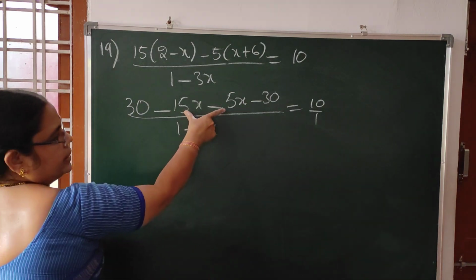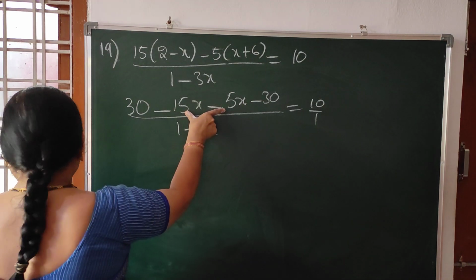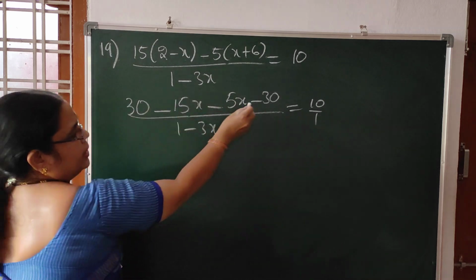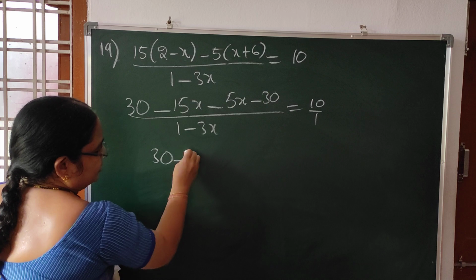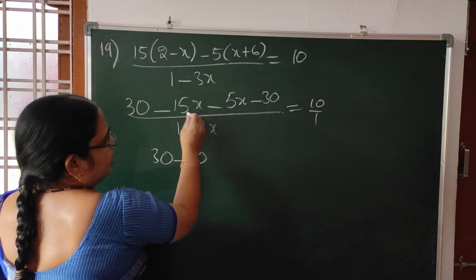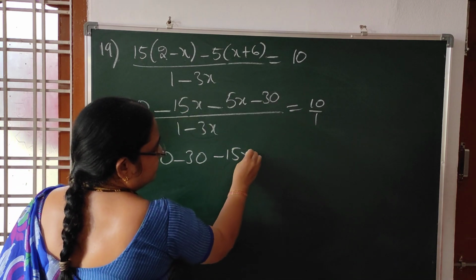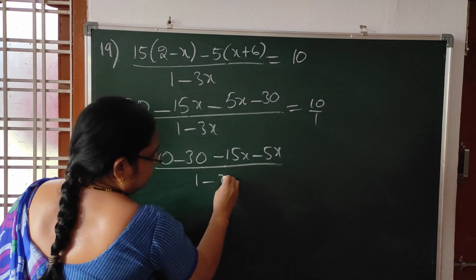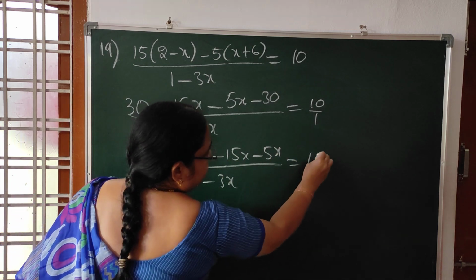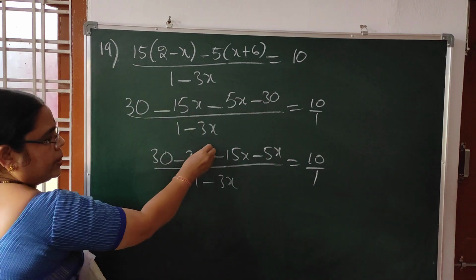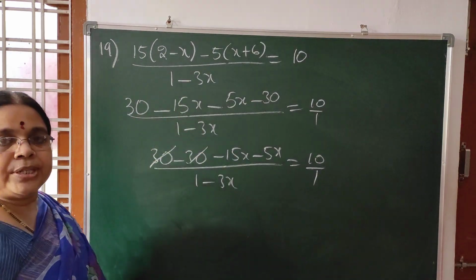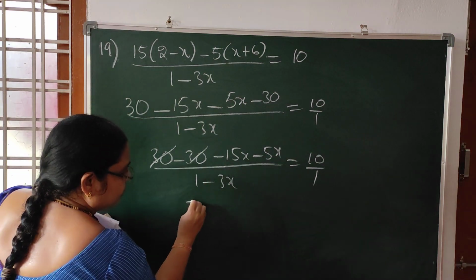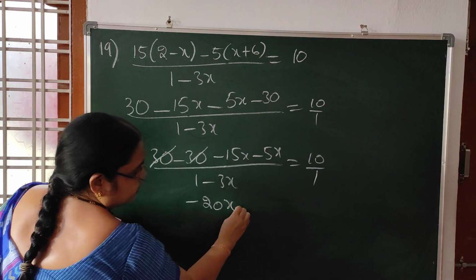Now combine these like terms and simplify. Plus 30 and minus 30 becomes 0. So plus 30 minus 30, these are like terms. 30 minus 30, minus 15x minus 5x by 1 minus 3x is equal to 10 by 1. Plus 30 minus 30 becomes 0. 30 minus 30 is 0. Minus 15x minus 5x is minus 20x.